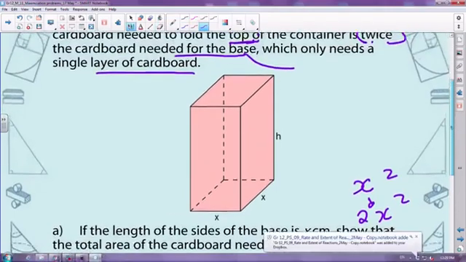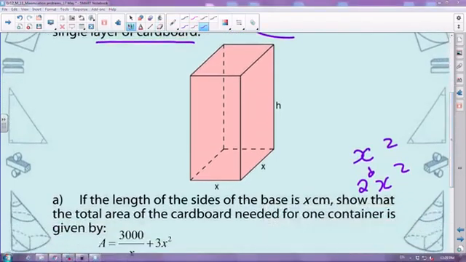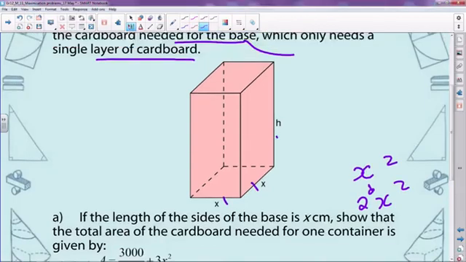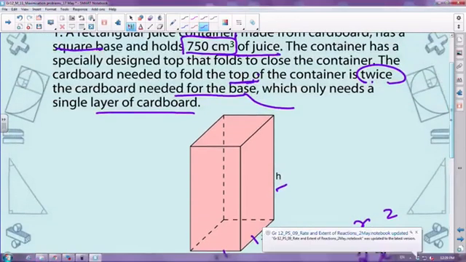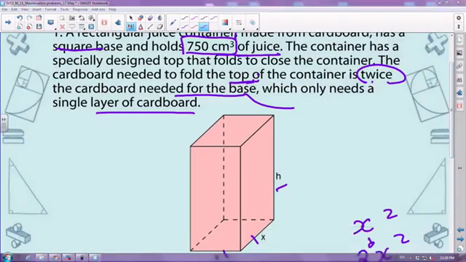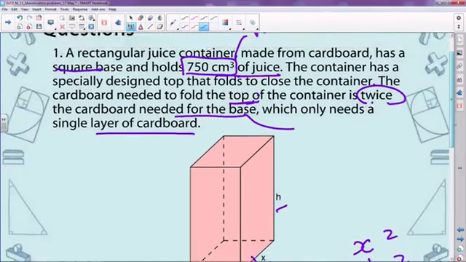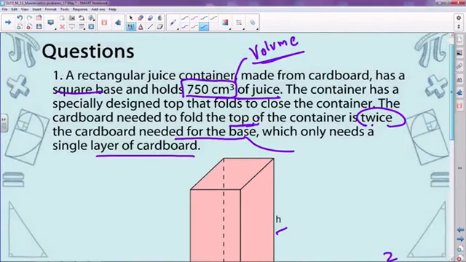Now you can see in your drawing that you are given that the dimensions of your square base are x by x centimeters, and that the height of the container is h. Now in these kinds of questions you will generally be given some type of constraint or restriction, and we see that the volume of this container is 750 cubic centimeters.